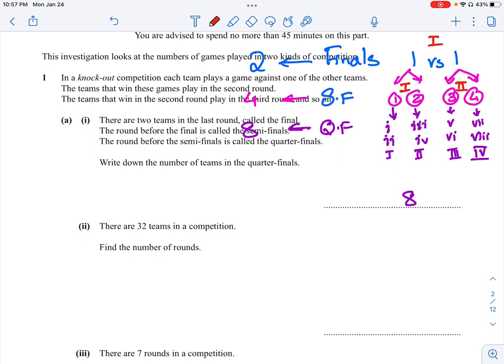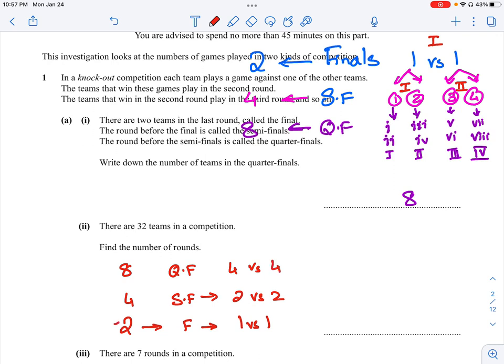There are 32 teams in the competition. Find the number of rounds. So if there are 2 teams, they play the finals, and that is 1 versus 1. Now if there are 4 teams, they play semi-finals. It is 2 teams versus 2 teams. If there are 8 teams, they play quarterfinals, which is 4 teams versus 4 teams.